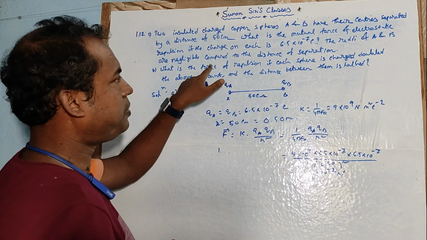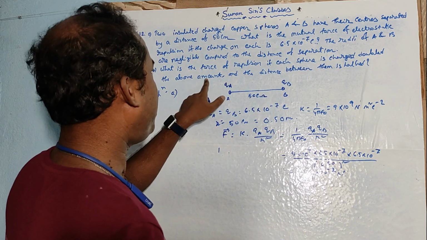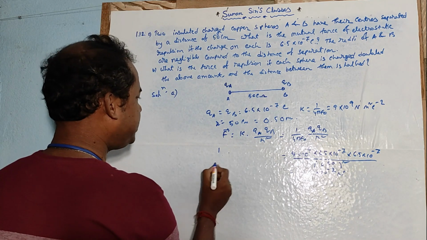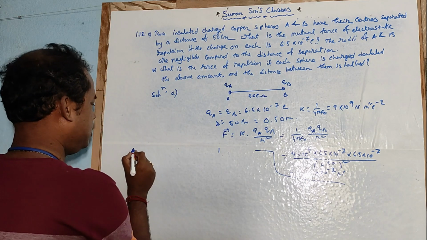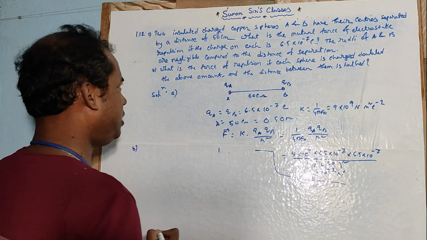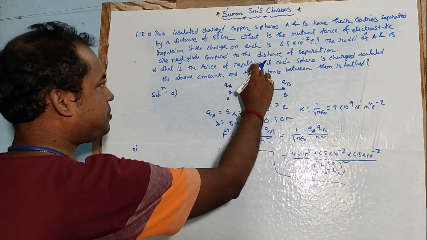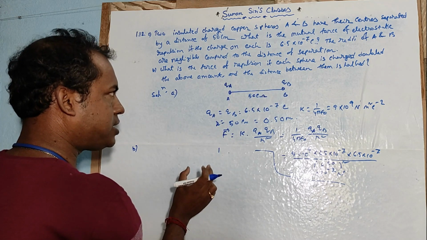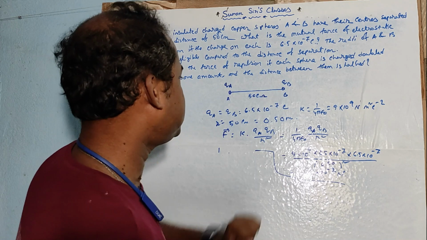What is the force of repulsion if each sphere is charged double the above amounts and the distance between them is half? So question number B, the condition is quite different. Repulsion occurs in this case as well, the same two charged bodies A and B are present, but the charge is double.